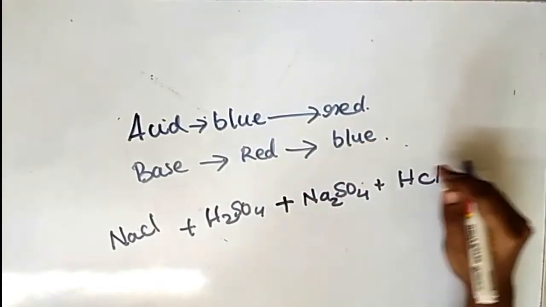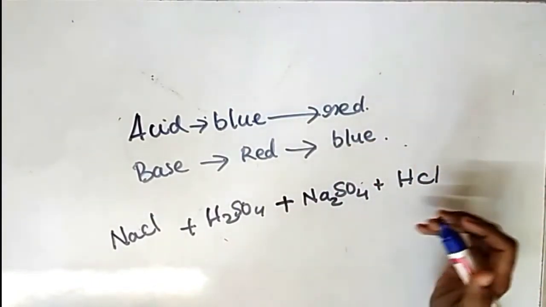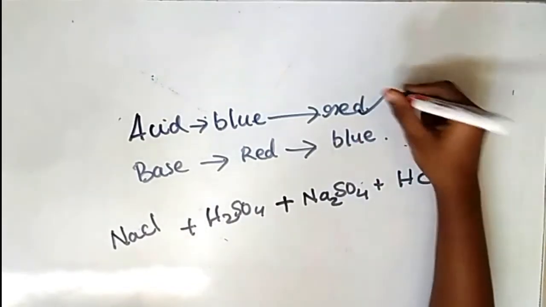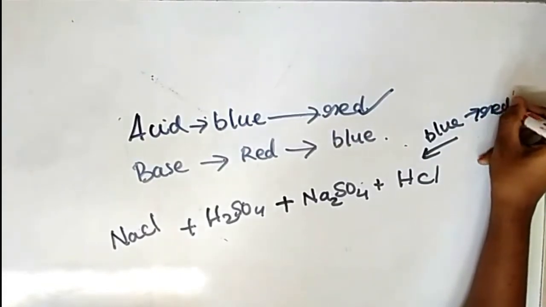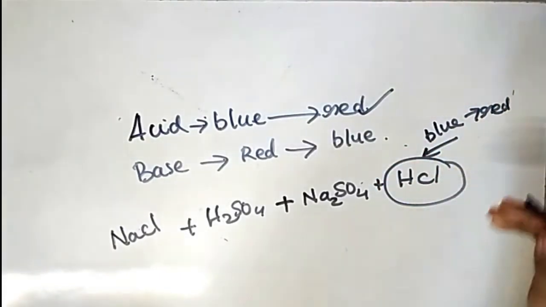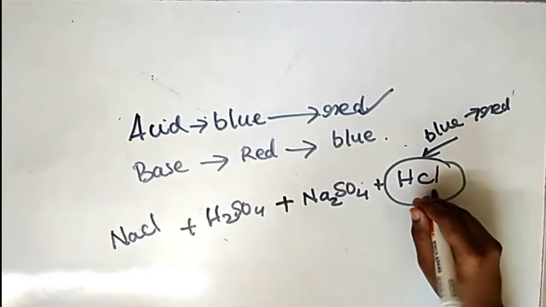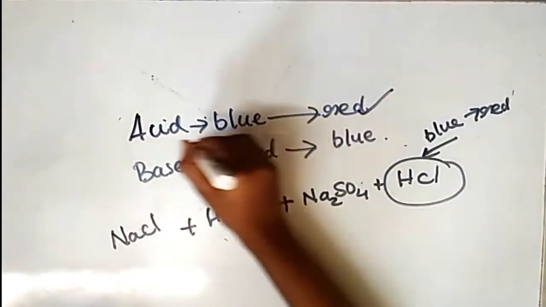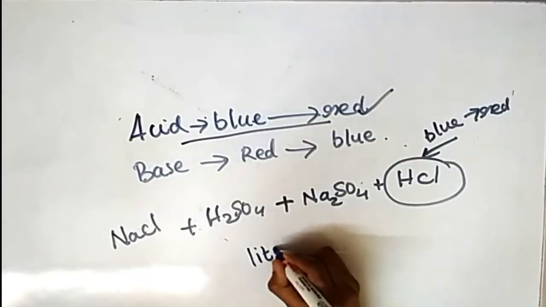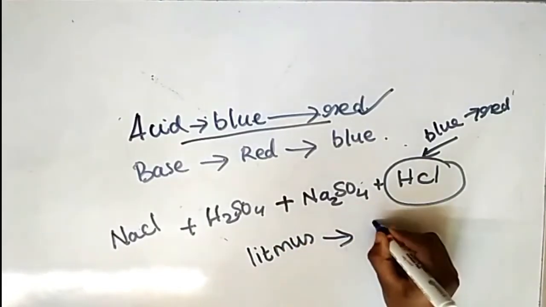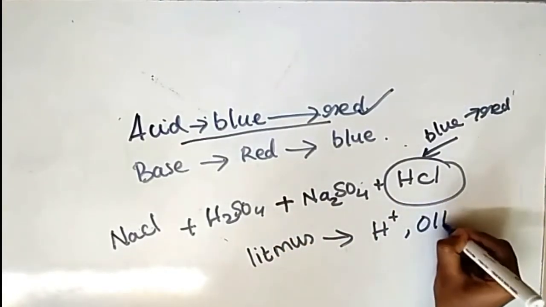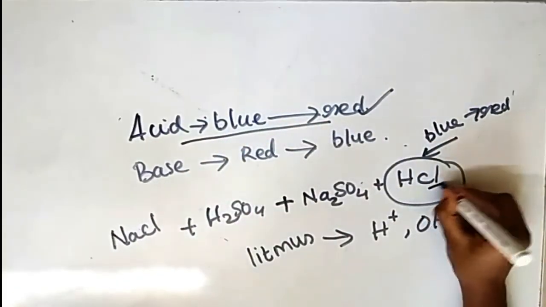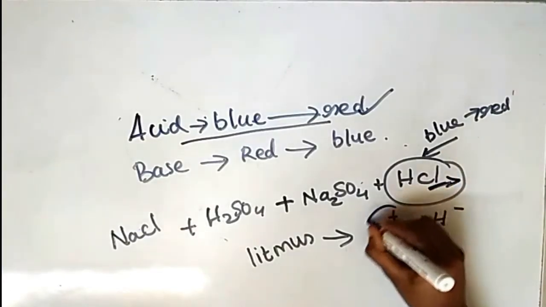Since HCl is a gas which is liberated, we know that when an acid is shown to blue litmus paper, it should change to red. But here, when the hydrochloric acid is in gaseous form and we show blue litmus paper to that gas, it doesn't change to red. Why? That is because litmus paper works only with H plus ions and OH minus ions. Since there is no water content in this experiment, the hydrochloric acid cannot split into H plus ions.